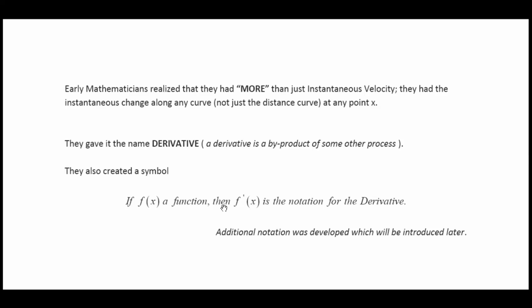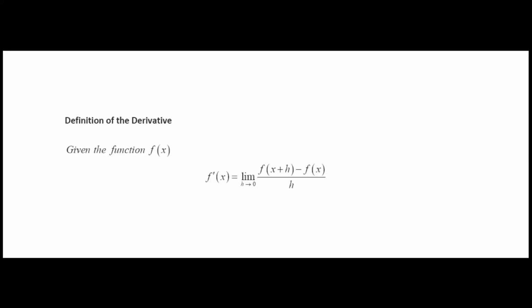Its symbol is f prime of x. That's the notation we're going to use in this lesson. It's not the only notation. Other notation will be revealed to you soon in this series of lectures. So here's the definition of the derivative in terms of f of x. Given a function f of x, f prime of x, which we're calling the derivative, is the limit of f of x plus h minus f of x over h as h approaches 0.